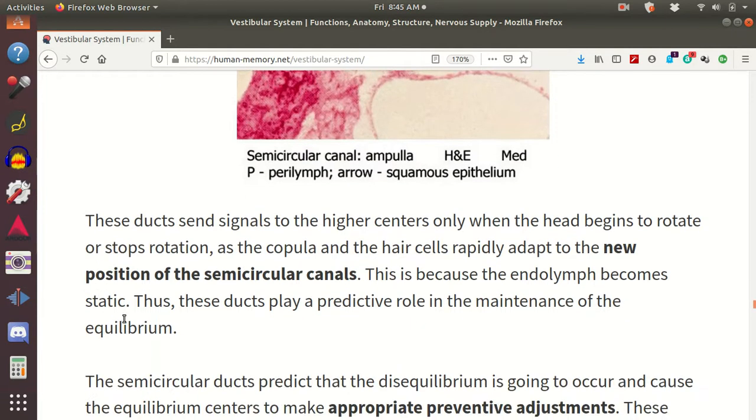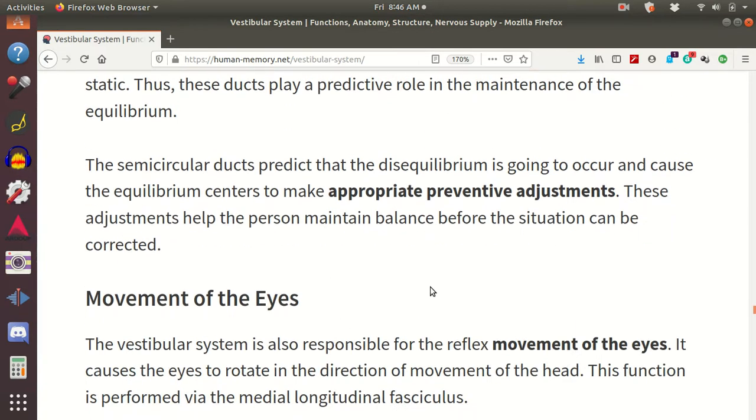These ducts send signals to the higher centers only when the head begins to rotate or stops rotation, as the cupula and the hair cells rapidly adapt to the new position of the semicircular canals. This is because the endolymph becomes static. Thus, these ducts play a predictive role in the maintenance of equilibrium. The semicircular ducts predict that disequilibrium is going to occur and cause the equilibrium centers to make appropriate preventative adjustments. These adjustments help the person maintain balance before the situation can be corrected.